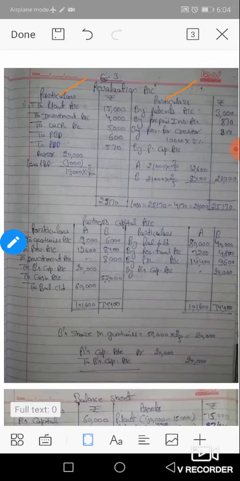First of all, point number 2, the value of patent is to be increased by 3000. Patent is your asset, and if an asset increases, then it's a profit and is transferred to the CR side: by patent, amount rupees 3000. Plant is overvalued. If plant is overvalued, then its value decreases, and a decrease in value is a loss. Loss is transferred to the DR side: to plant, amount rupees 50,000. Patent increase is CR and plant decrease is DR.